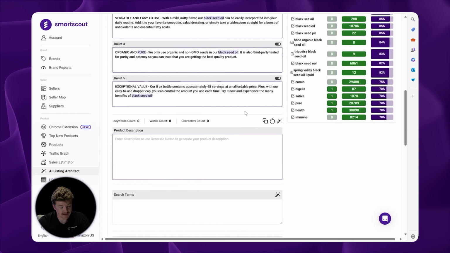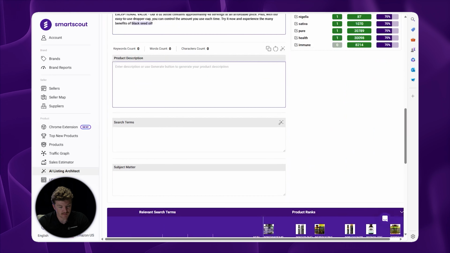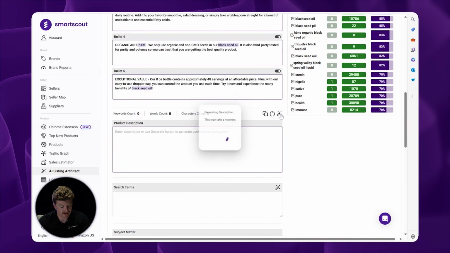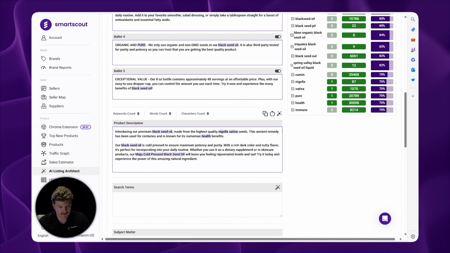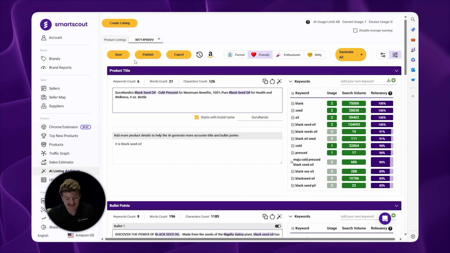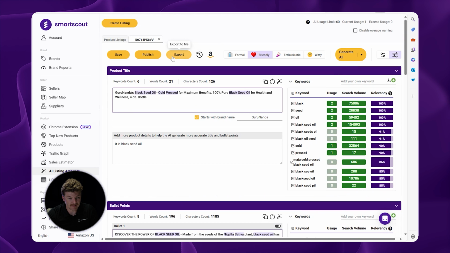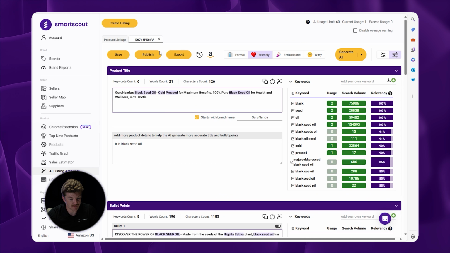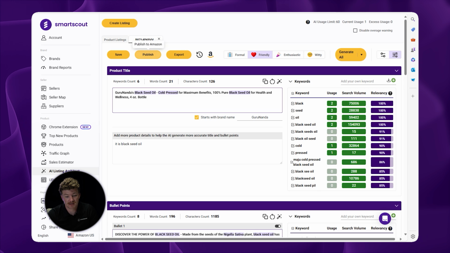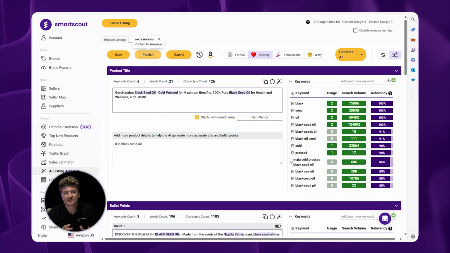Now, one thing that was actually missing with our main ASIN was a product description. And this is great because now we have one. Let's give this a second here to generate. If you want to generate all this at once, you can just hit generate. And if you actually have your Amazon store connected to Smart Scout, you can publish this directly to your store, which is awesome. It saves a lot of time. It allows you to quickly go through and generate these listings.